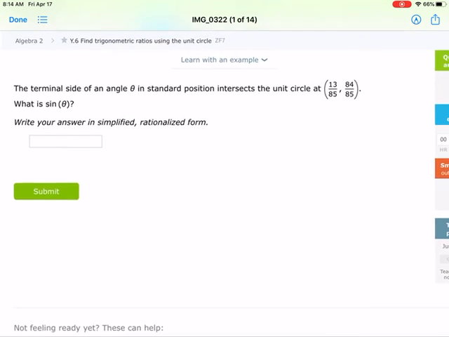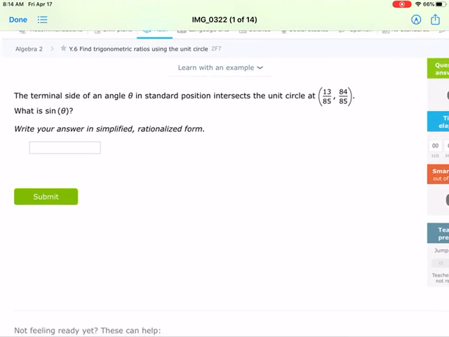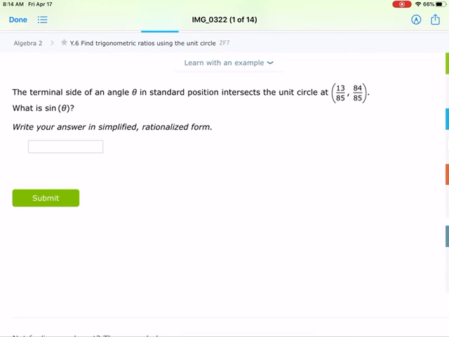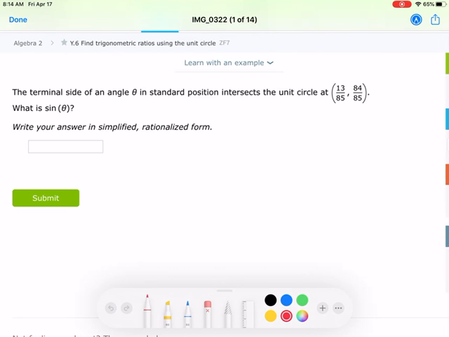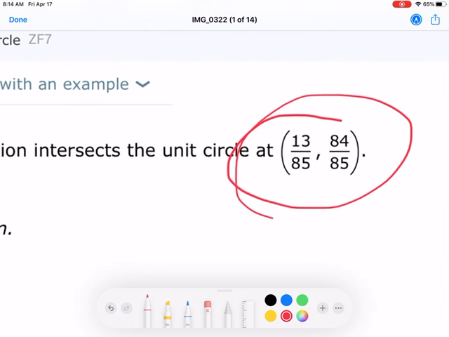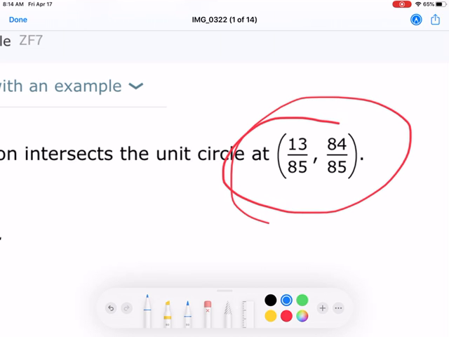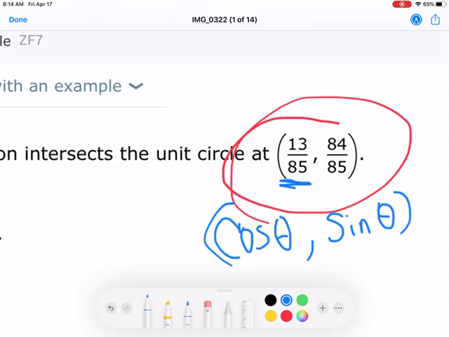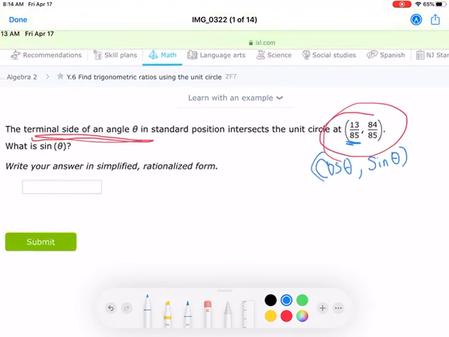The terminal side of an angle in standard position intersects the unit circle at a point. You should have a unit circle attached to this assignment. My first note to you is that every coordinate on the terminal side of an angle on the unit circle is in the form of cosine, sine. So 13/85 is the cosine of the angle, and 84/85 is the sine of the angle. It's actually that easy. Every single coordinate on the unit circle is in that format.